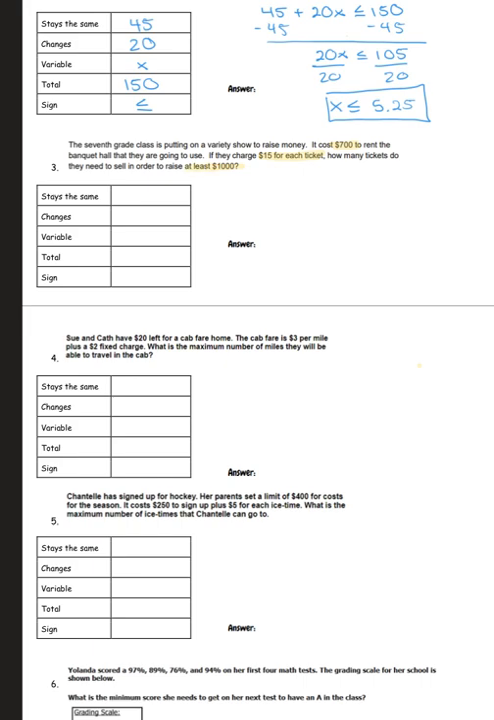So what's going to stay the same? The flat rate of the banquet hall. What changes? The price for the tickets. That's going to change depending on how many tickets you sell. We'll just use the variable x. We want to raise at least $1,000, and at least goes with greater than or equal to.